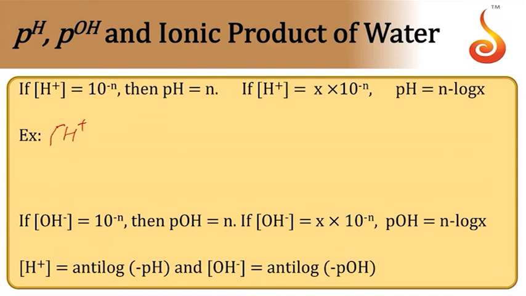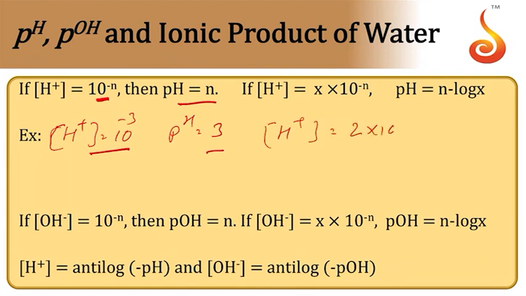Then some relations for pH. Suppose H plus is given as 10 to the power of -3. Then pH will be equal to 3. So for 10 to the power of -n, pH becomes equal to n. Suppose somewhere H plus is given as 2 into 10 to the power of -3. Then the pH will become 3 minus log 2. So for x into 10 to the power of -n, it is going to be n minus log x, like this term, 3 minus log 2.